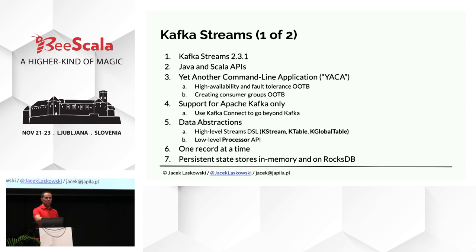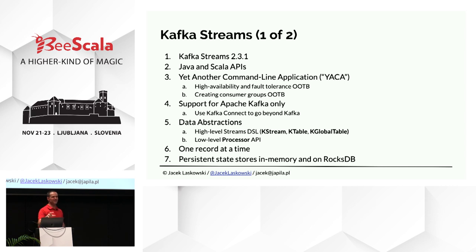And there's Kafka Connect, yet another framework, part of the Apache Kafka project. Kafka Connect is used to pump data or dump data to Kafka topics so Kafka Streams can use it. Data abstractions, there are three here.